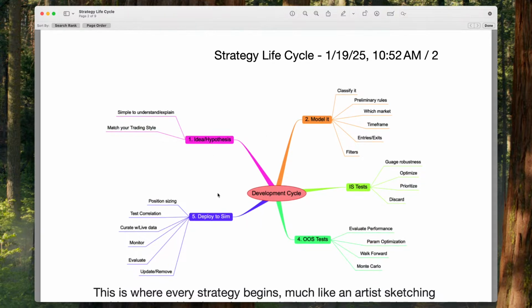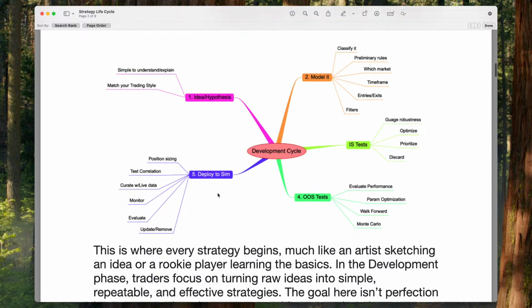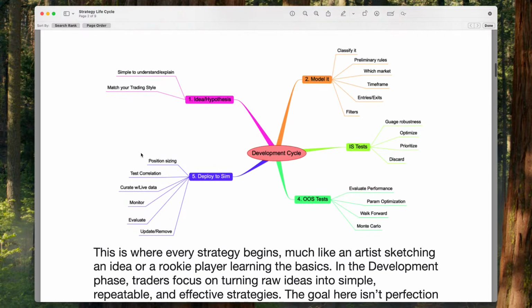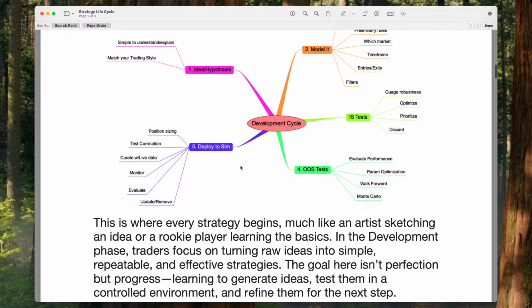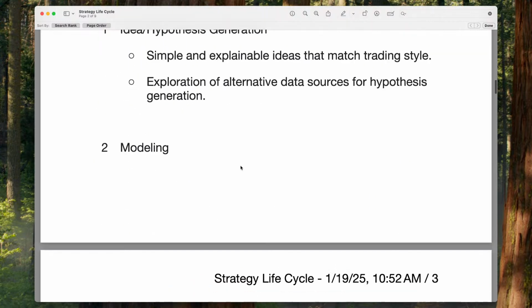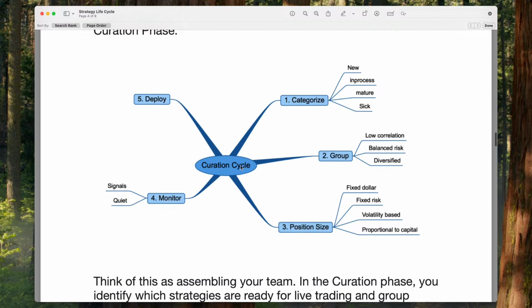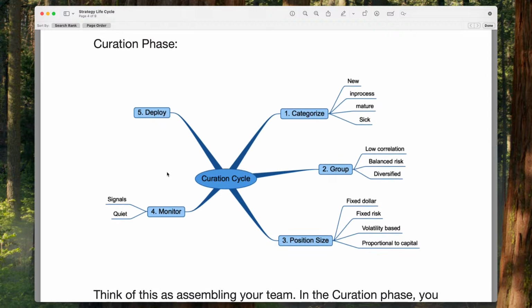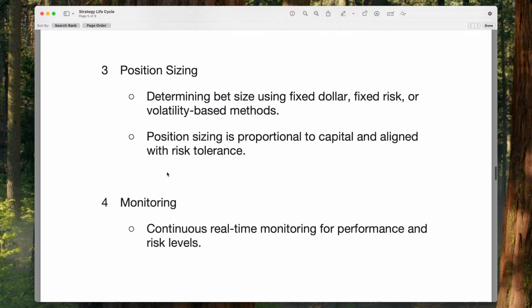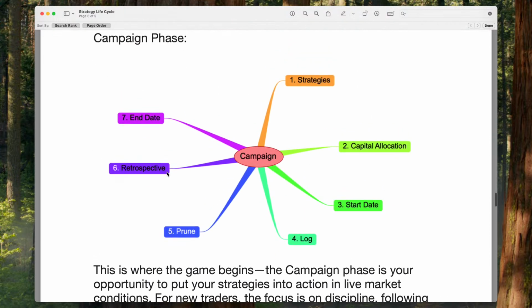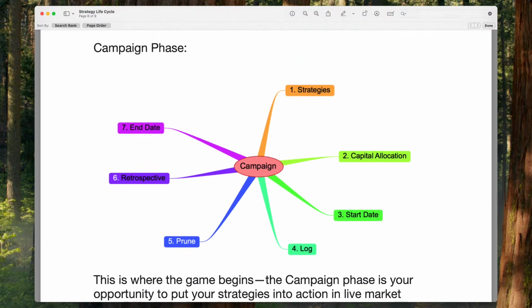So once we've done that, each one of these cycles has a quite complex strategy cycle in and of itself. I mean, this is the development cycle. Each one of these different things that we're doing here in effect could be somebody's full-time job. And then we have the curation cycle where we're trying to figure out whether or not it goes to the live show. And then we have our deployment cycle, the campaign. All right. So I just wanted to show you that so that you understand the rigor that we go through when we're developing these strategies and their efficacy, as well as the edge case strategies that we choose.